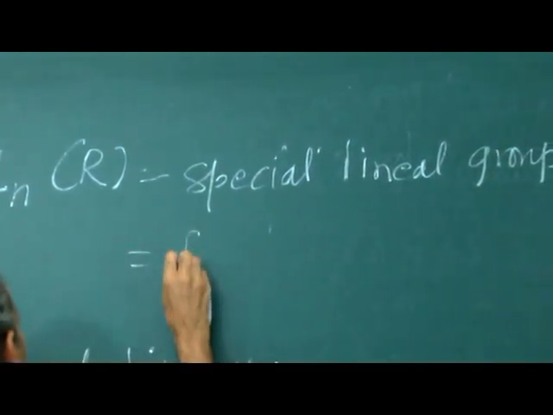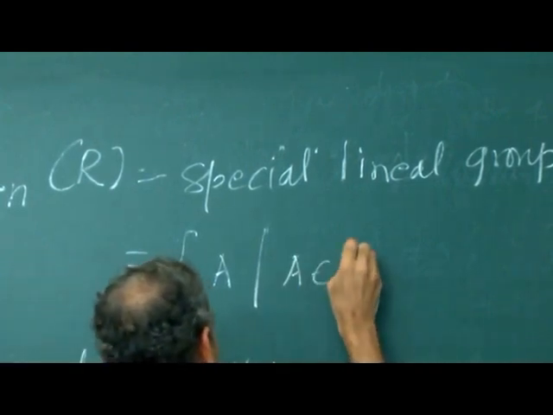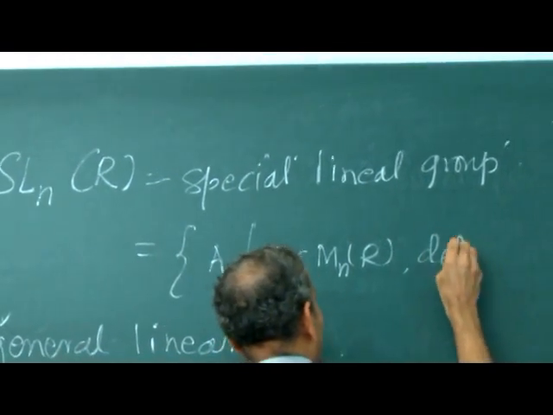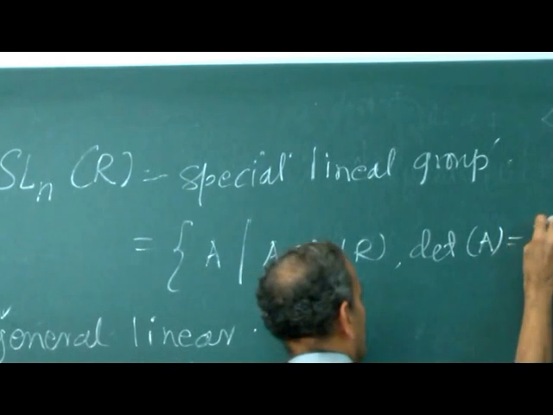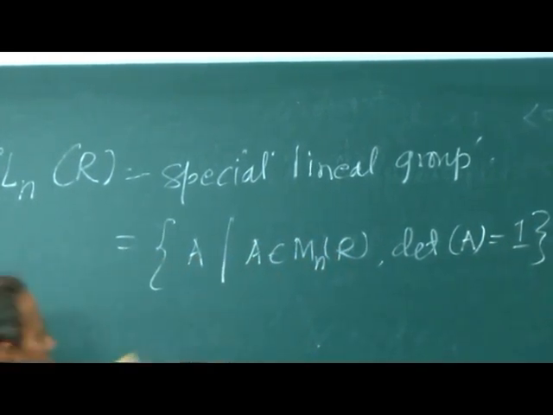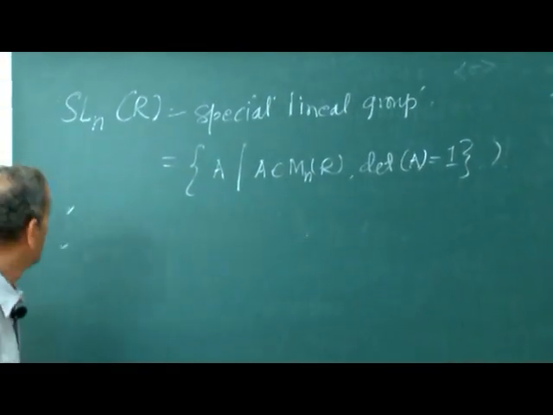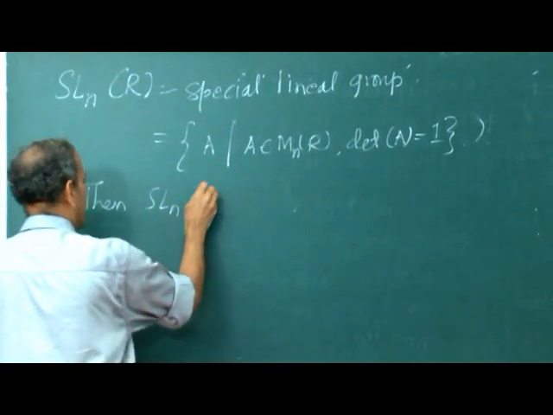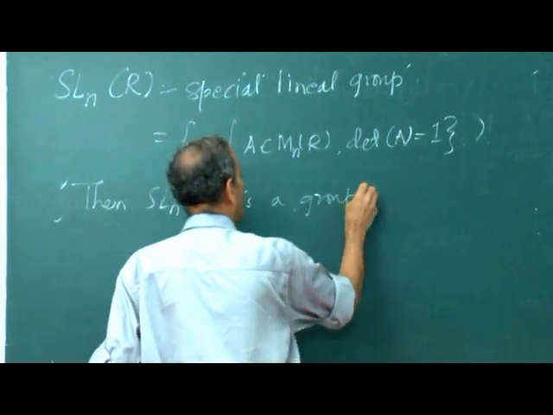And that is defined to be matrices A in M_n(R) whose determinant is 1; in the earlier case it was non-zero, now it is equal to 1. Then this is a group. Then SL_n(R) is a group. Why is it a group?